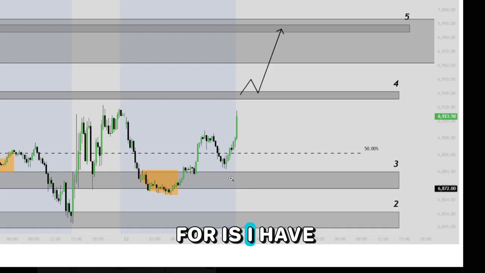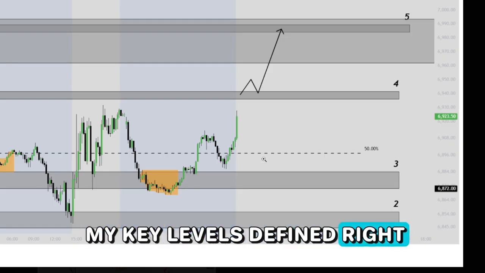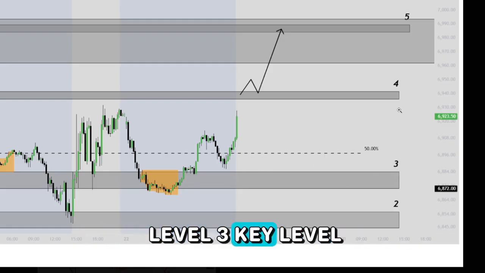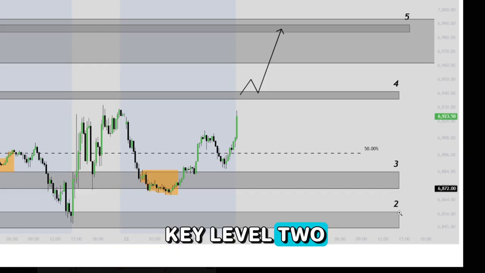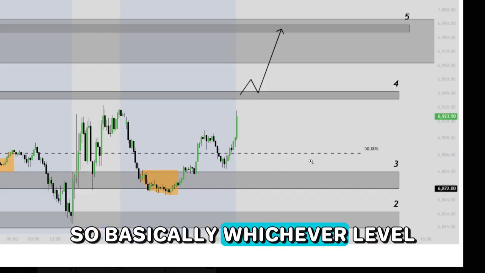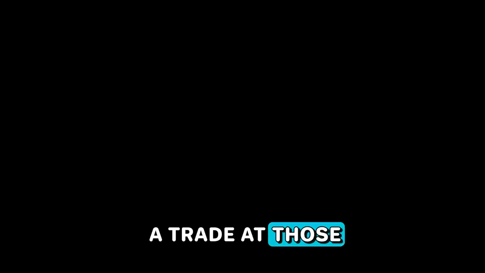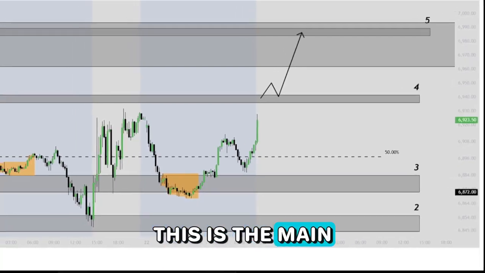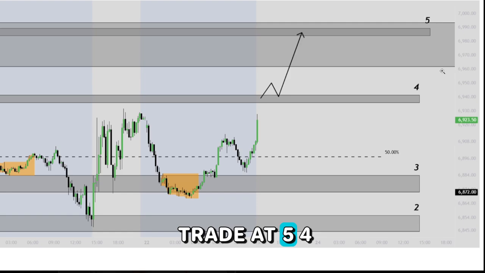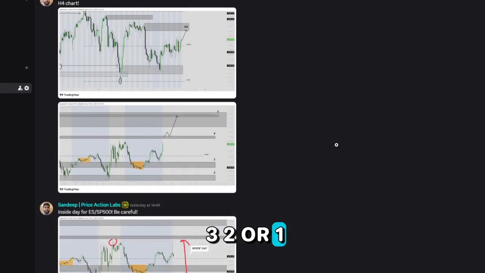So what I'm looking for is I have my key levels defined, right? So I've got key level 3, key level 4, key level 5, key level 2. So basically, whichever level price comes into, I'm only looking for a trade at those levels, right? This is the main thing I want everyone to understand. I'm only looking to trade at 5, 4, 3, 2, or 1.